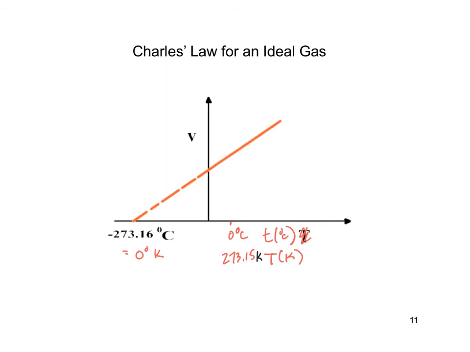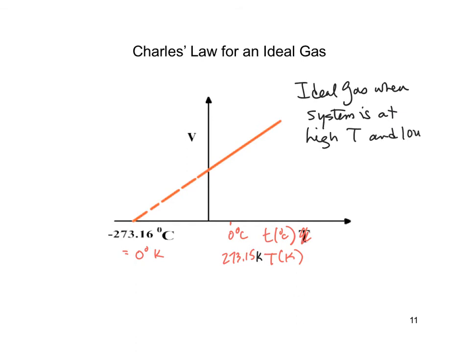So, ideal gas when the system is at high temperature and low pressure. But if you decrease the temperature and increase the pressure, then the molecules start interacting. We call that the real gas situation.